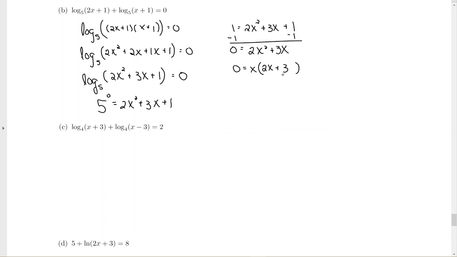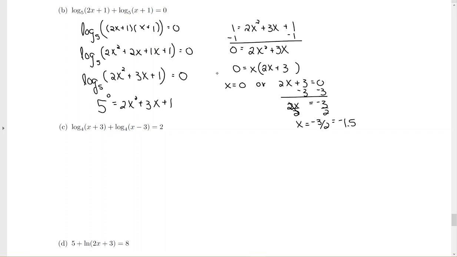Set each factor equal to 0, and then solve for x. Well, this guy's already solved for x, so I don't have to do anything there, but this one I'm going to have to subtract 3 first, then do your division step at the end. So x equals -3/2, or -1.5 if you want to go that way with it. But leaving it as a fraction is good enough.